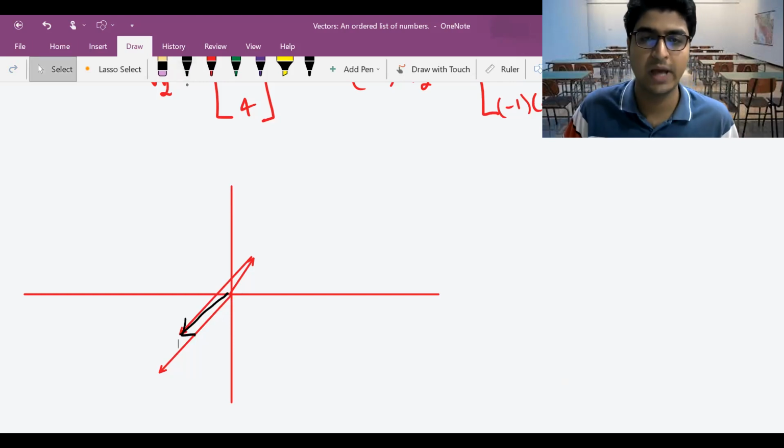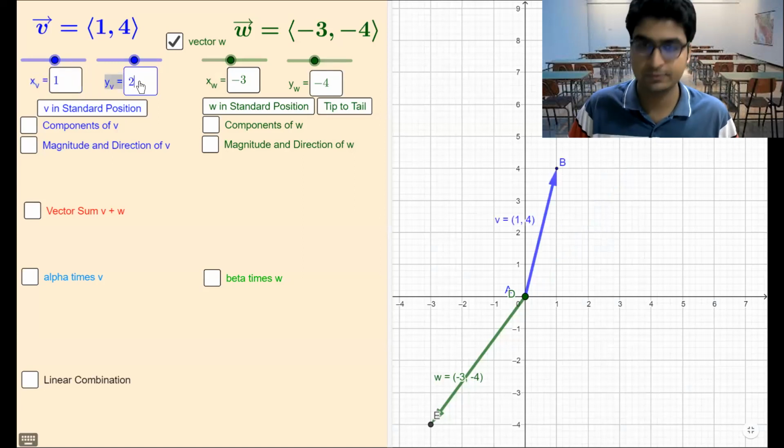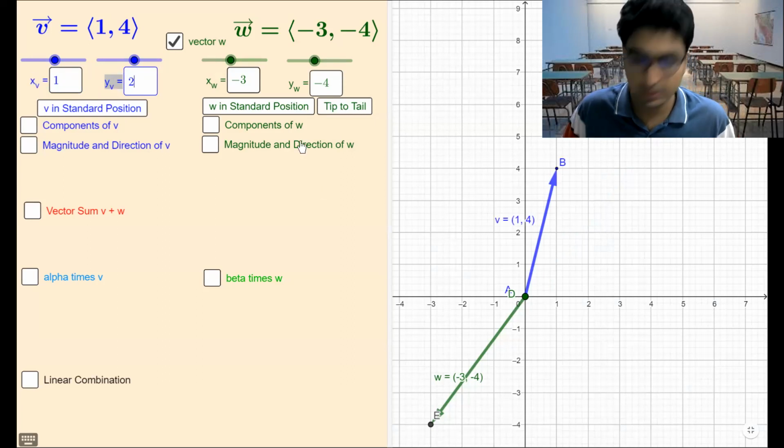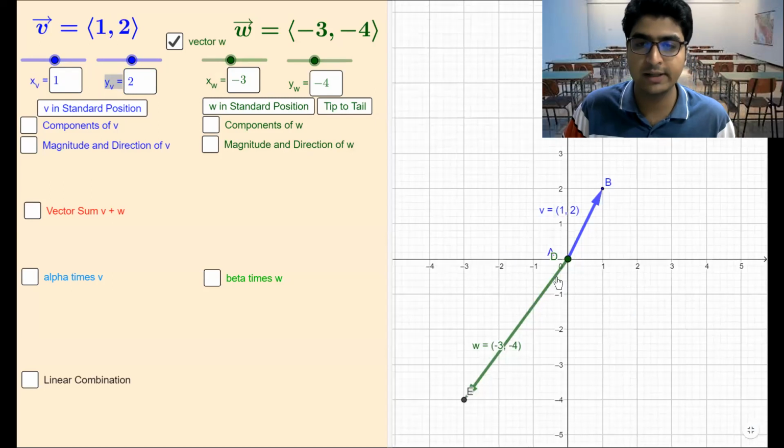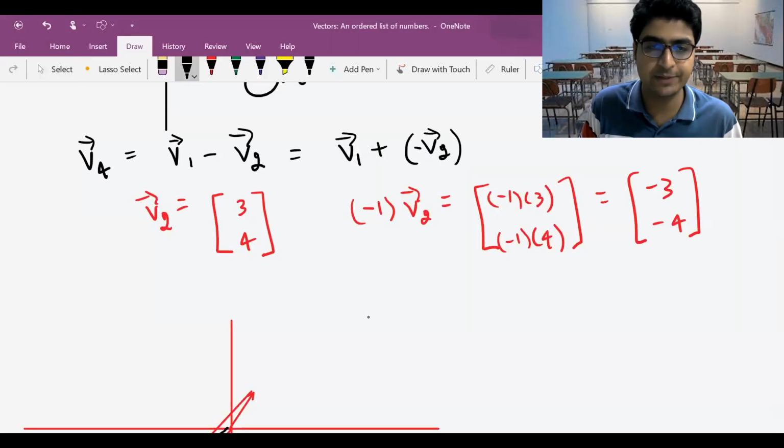Let me show you in the animation. The first point is 1 comma 2. This is 1 comma 2, and this is my second vector, -3 and -4. If I add them, after addition it is here. So that's my resulting vector from the origin till this point.